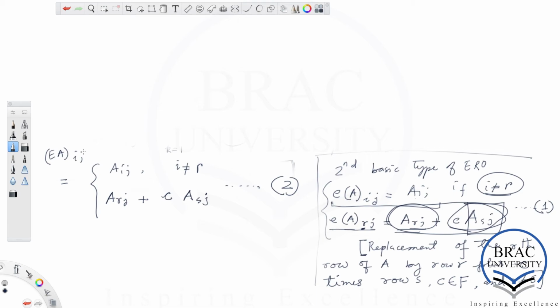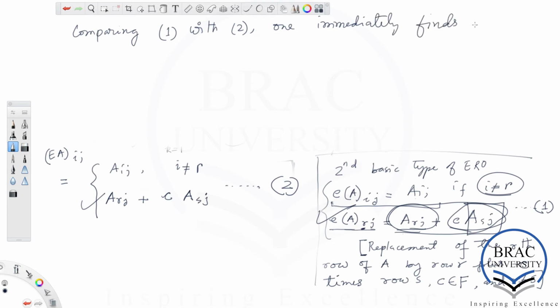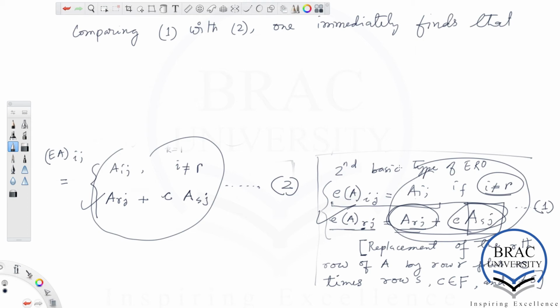Okay. So compare this with this, comparing 1 with 2, one immediately finds that they're actually the same. So observe the right hand side of these two equations, they're the same, right? Which means that what is this? This is E of A, the left hand side, and the right hand side is E times A. QED.